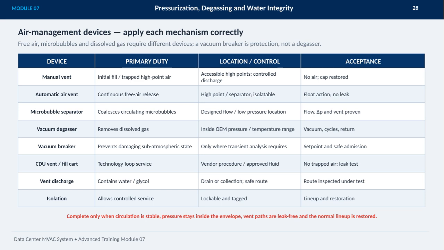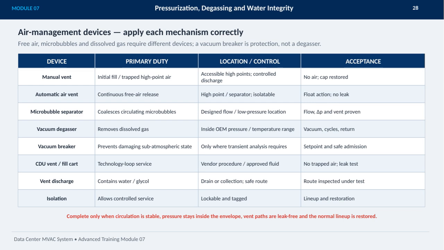Vacuum breakers prevent damaging subatmospheric states, but should only be installed where transient analysis demands it, with correctly set points for safe admission. For CDU vents and fill carts, adherence to vendor procedures and approved fluids is crucial, ensuring no trapped air remains and the system passes leak tests.